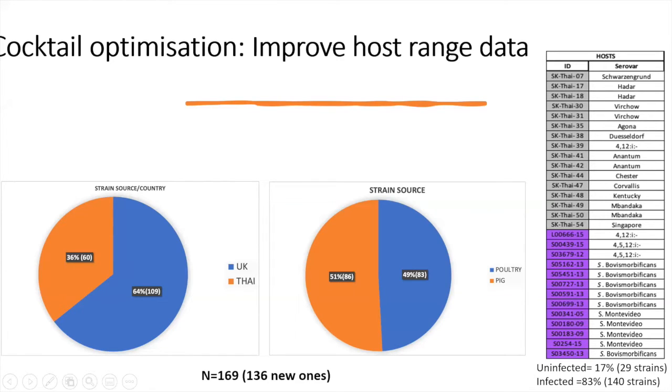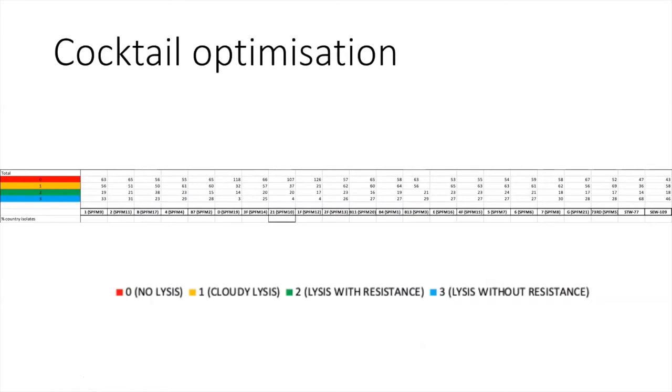About 83%, that is about 140 strains, are infected by the 23 phages, while 17%, forming 29 strains, are not infected by these phages. And these are the serovars that are not covered. In some instances, we have complete lack of infection for the different serotypes, and sometimes we have some strains within a serotype that are covered by the phages. So we put together the infection profiles.